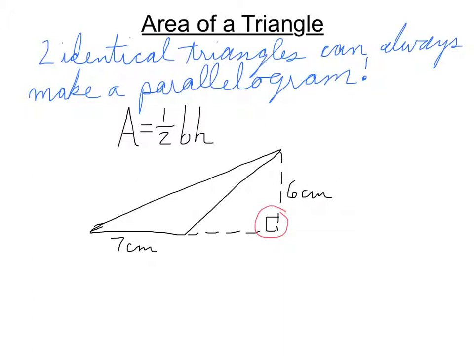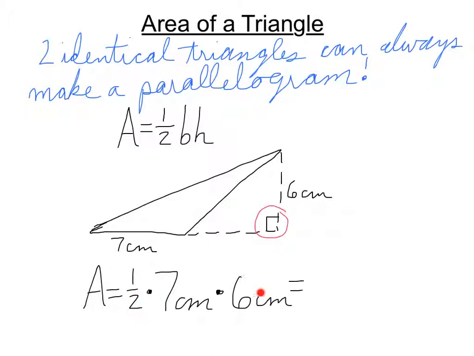So plug those into the formula. A equals 1/2 times the base, which is always one of the sides. Here, that's 7 centimeters, times the height, which always makes a right angle with the base, or the extended base, which in this case is 6 centimeters, and we're ready to multiply.